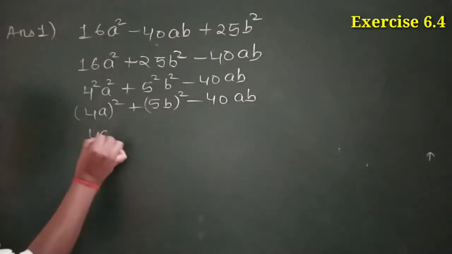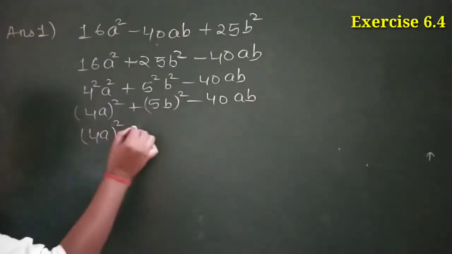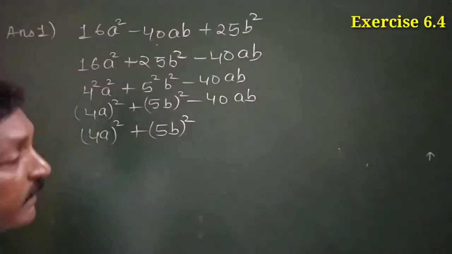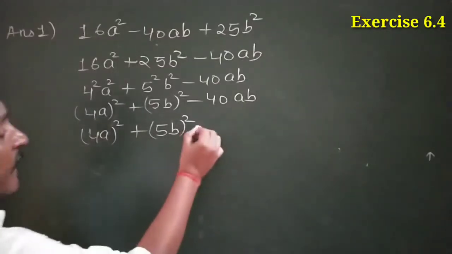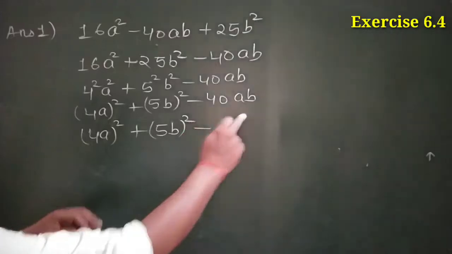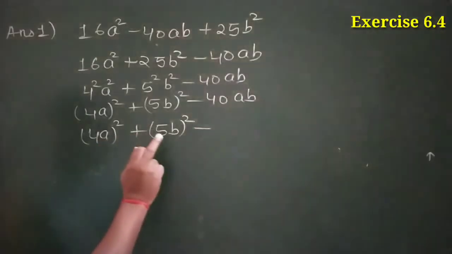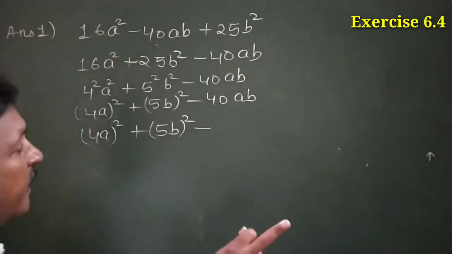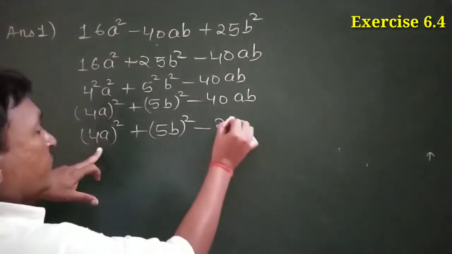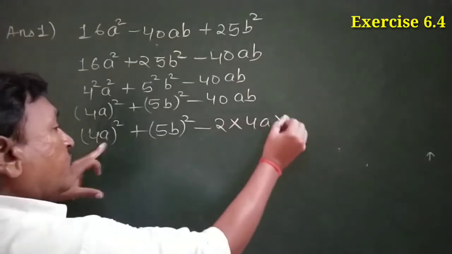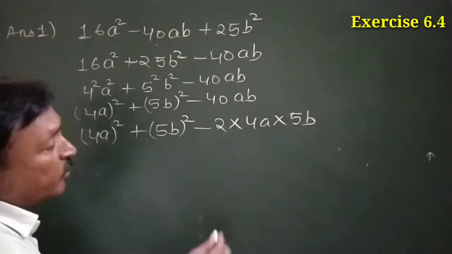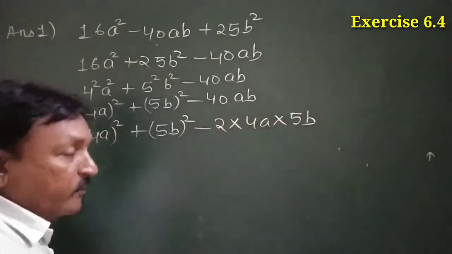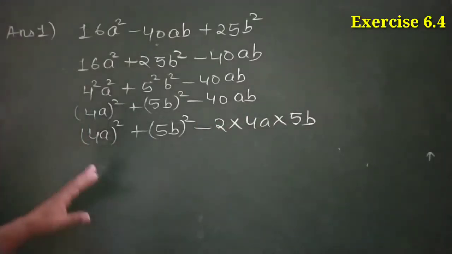So just do it. Write it. This is x square. This is y square. I am trying to convert it into the form of the identity. Minus 2ab. So write the third term with the help of the first and second terms. If we get the same answer, it means we are thinking in the right way. Minus 2ab means minus 2 times 4a into 5b. Now just cross check it. 5 4s are 20, 2 2s are 40, a into b, ab. Yes, we are correct.